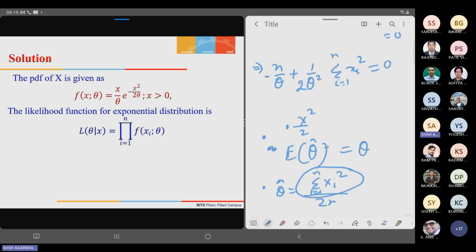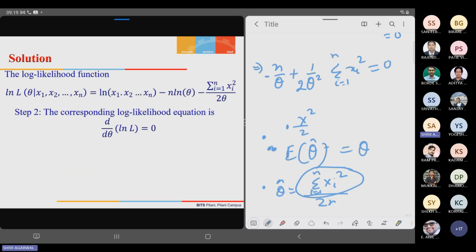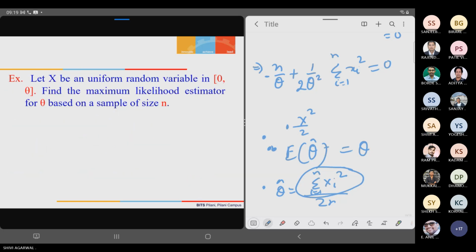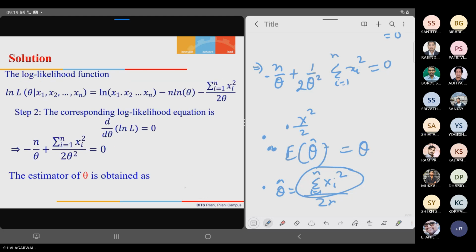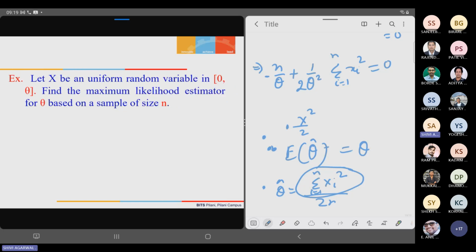And this is the question for the maximum likelihood estimator. So unbiased estimator and the MLE estimator both are the same: summation of xi square upon 2n. Okay. Similarly, we can just do the uniform distribution. Okay, that part is not in your syllabus. Just cross it.